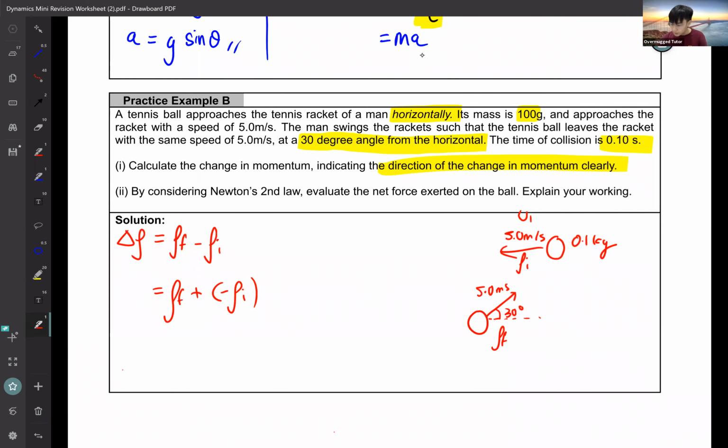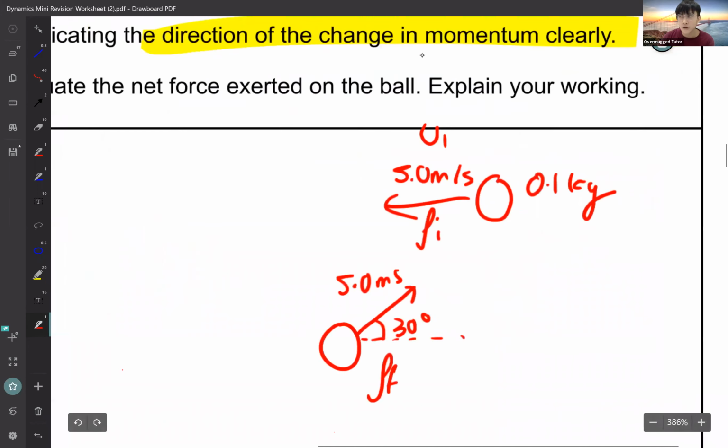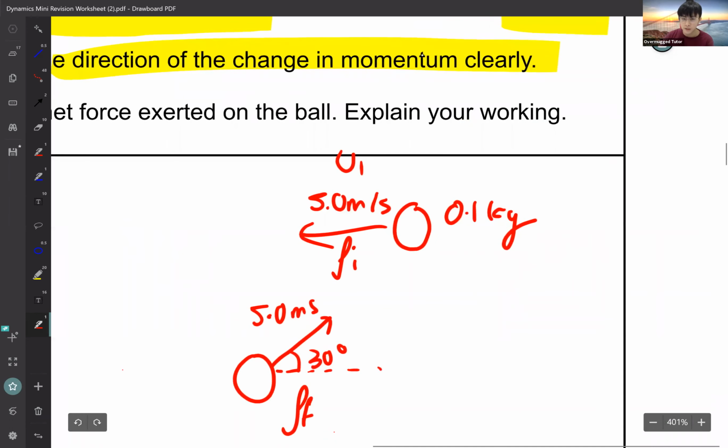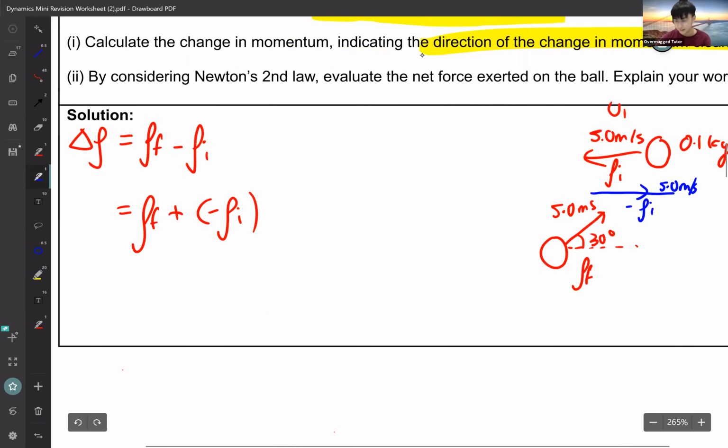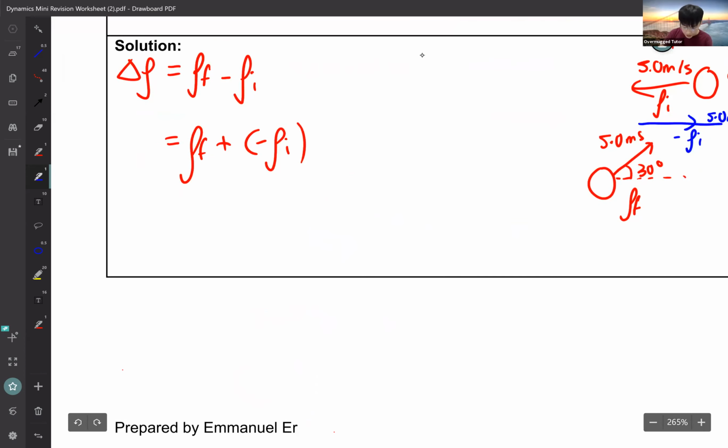So remember, this is the initial momentum. If you want to find the negative of the initial momentum, intuitively, it's just in the opposite direction. So this is minus p_I. It's just 5 meters per second in the opposite direction. That's the negative of the initial momentum. So, to make it a little clearer, I want you all to sketch it out like that.